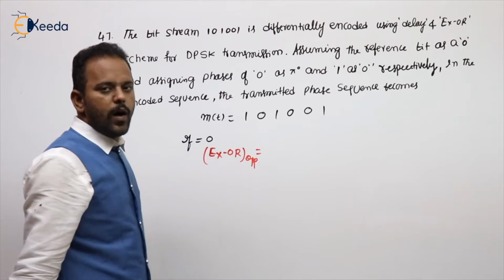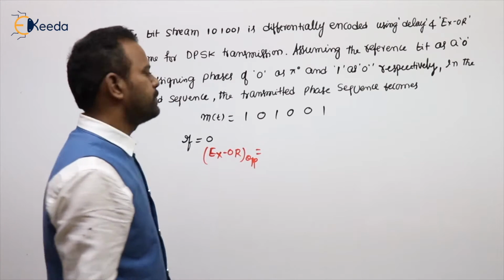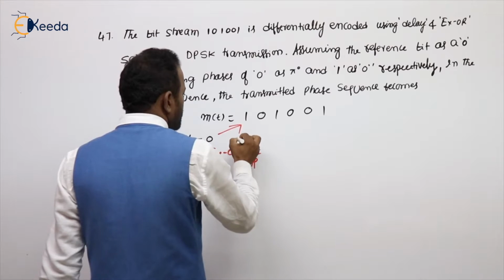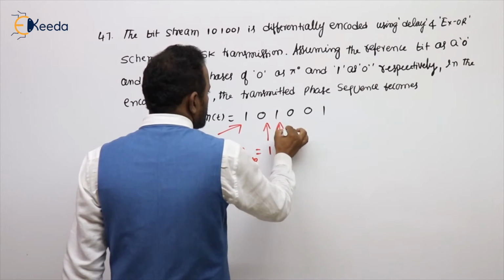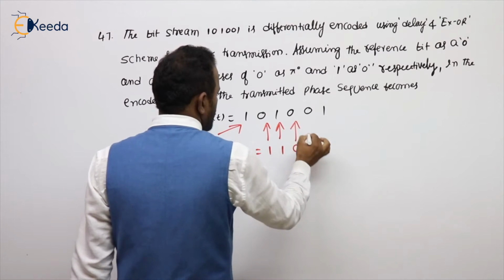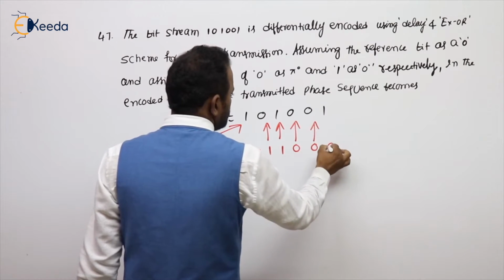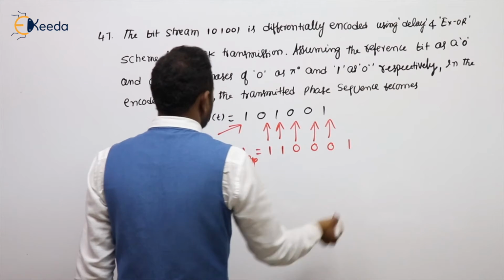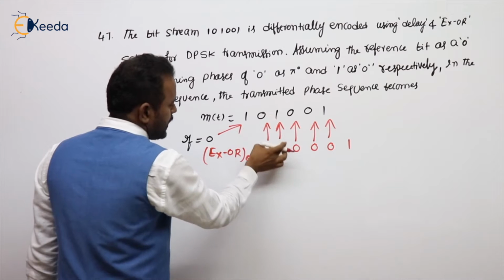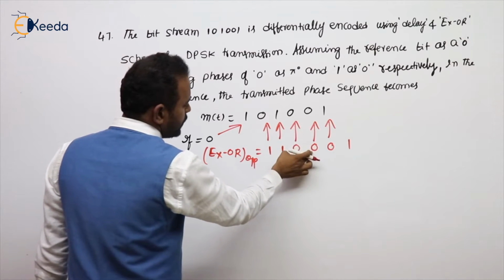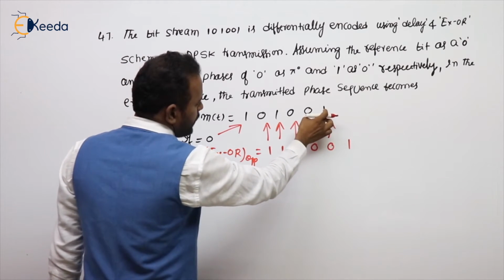Both are different, output is 1. Same, 0. These two are different, 1. These two are different, 1. Same, 0. Same, 0. Different, 1. Different, 1. Different, 1. Same, 0. Same, 0. Same, 0. Different, 1.